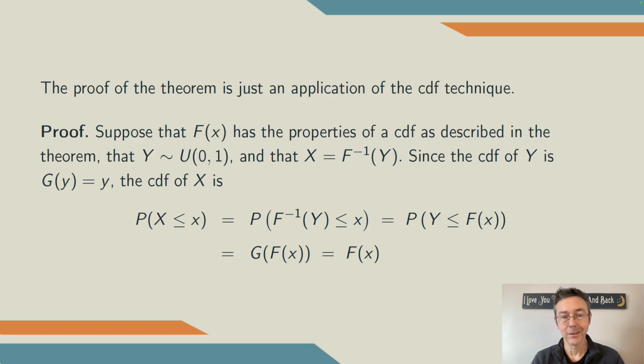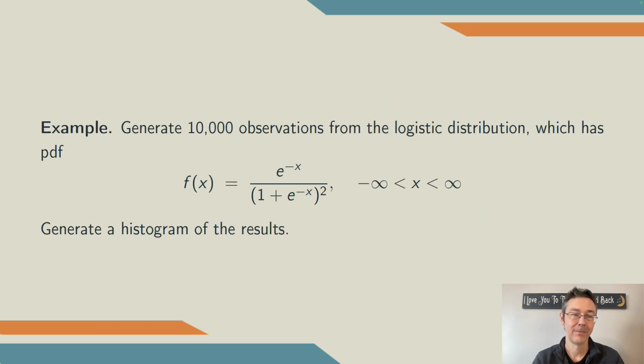So what we've shown here is that the probability that big X is less than or equal to the specified value of little x is just F(x). So that's what the CDF is. The CDF is exactly what we hoped it would be, F(x).